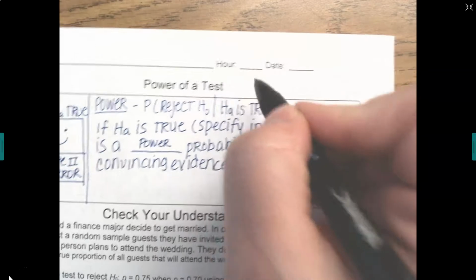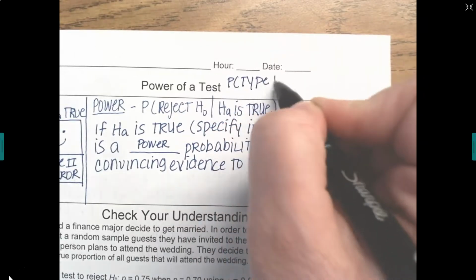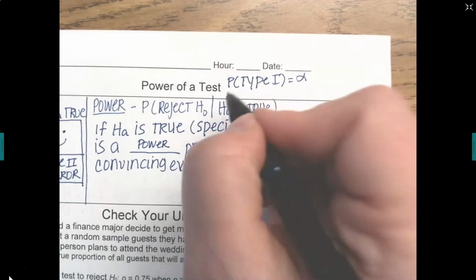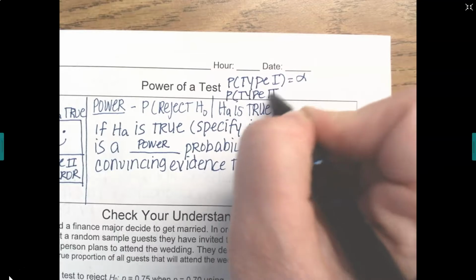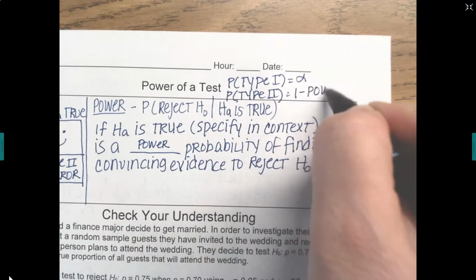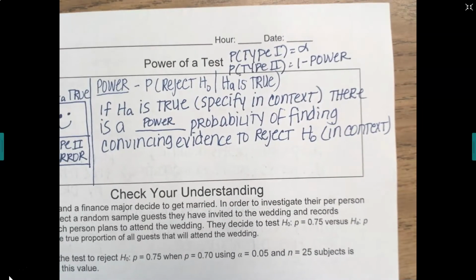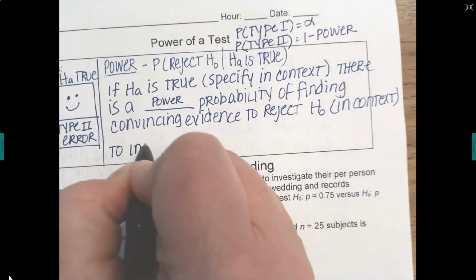Okay, let's see. So let's talk about our errors. We got the probability of a type 1 is your alpha. And we have the probability of your type 2 is going to be 1 minus power. Okay, ways to increase power. Increasing power is all related to your alpha.